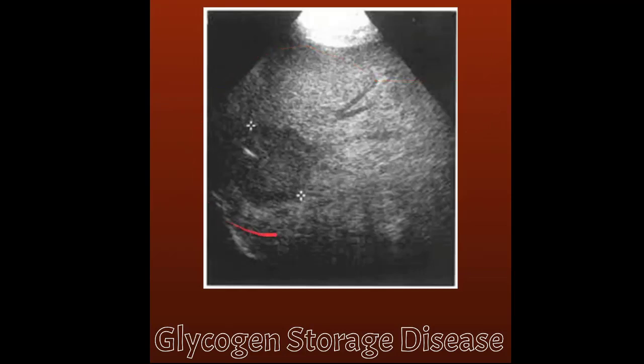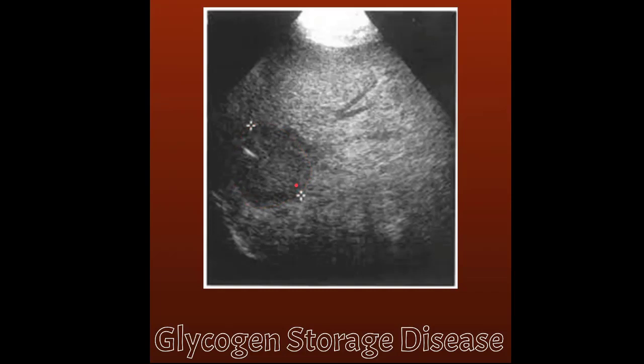We have a very enlarged liver. It's echogenic, kind of dense. Remember, glycogen storage disease can lead to fatty infiltration of the liver. That's why it's big and echogenic. And what I want to point out here, this object that they're measuring is an adenoma. So an adenoma is just kind of a benign misconfiguration of liver cells.